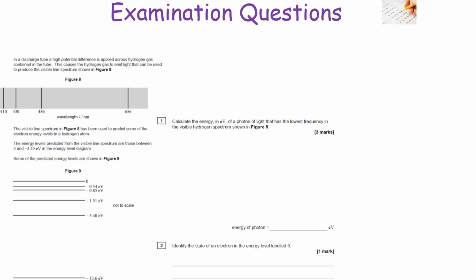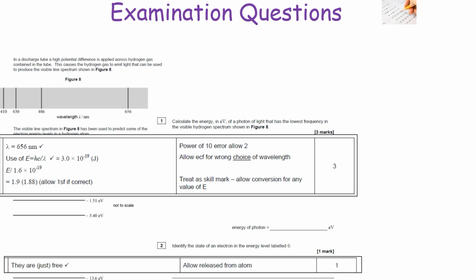Right, in this question, the first thing you've got to do is identify where you're going to get the lowest frequency. Well, the lowest frequency is going to be given on your spectrum by the longest wavelength, because the higher the wavelength, the lower the frequency. So we identify that our wavelength we're going to use is 656 nanometers. We can then say E equals hc over lambda. We know h, we know c, we've got to work out what lambda is, and then we're going to work out what E is then.